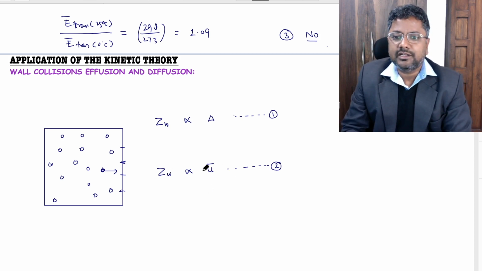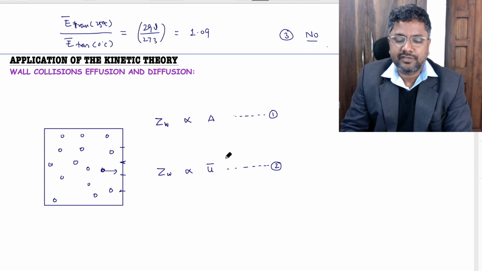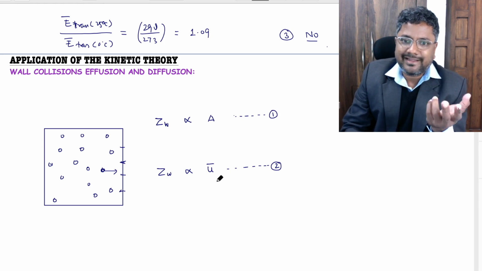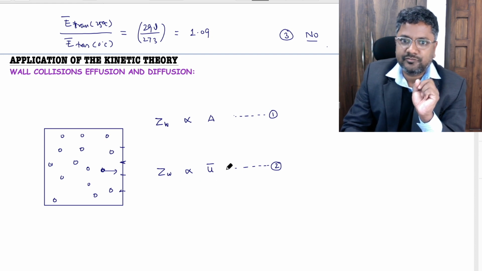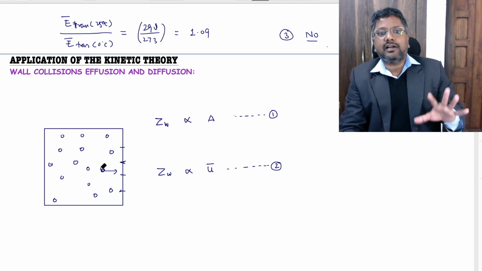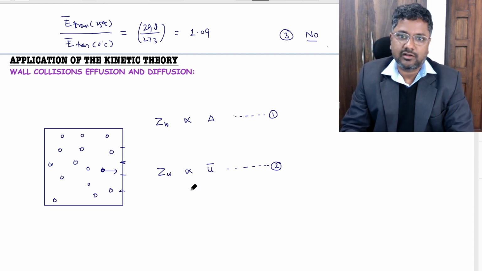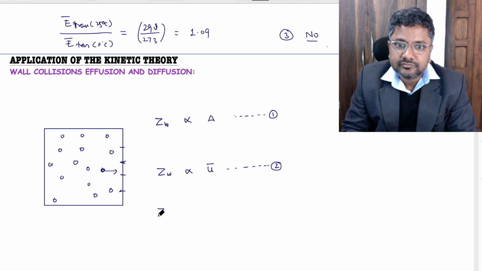If you increase the average speed, which can be increased by increasing the temperature, we are not considering here the independent factor temperature, but we have two variables: one is temperature, another is molecular mass. So rather than writing temperature and molecular mass, I am taking here U average. So indirectly I am taking temperature and molar mass both also. If you increase the speed of gas molecules, obviously collision frequency or number of collisions increases with the wall. One more factor is there.